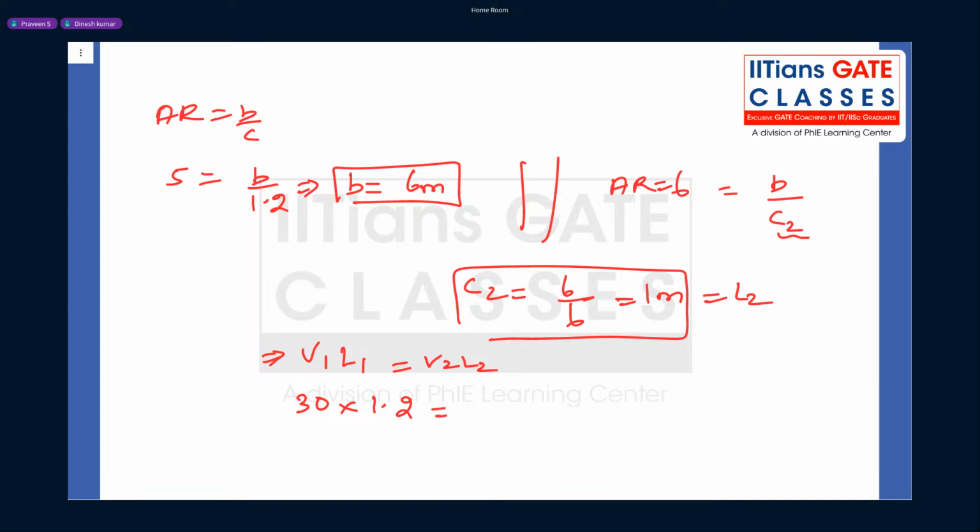that is equal to V2 times 1. So that means V2 is equal to 30 times 1.2. I'll have a velocity of 36 meters per second. Hope that is clear.